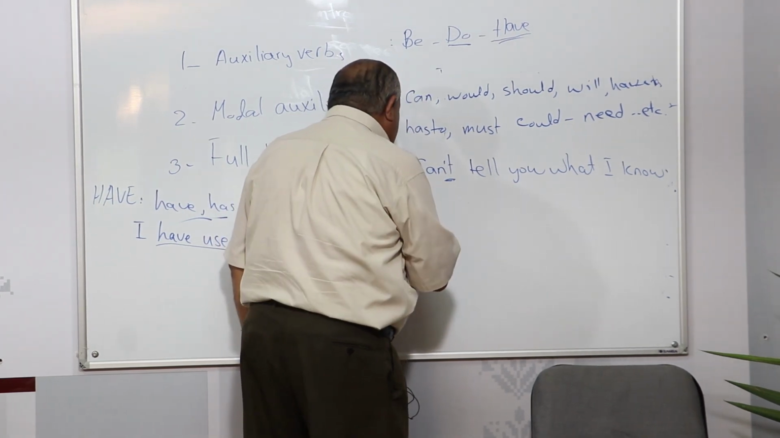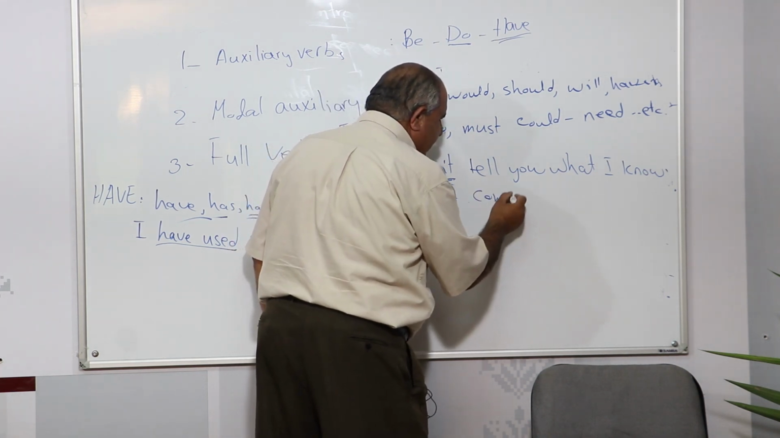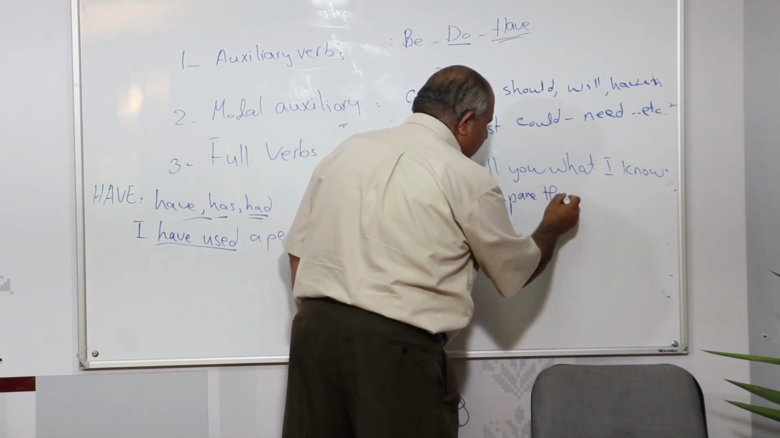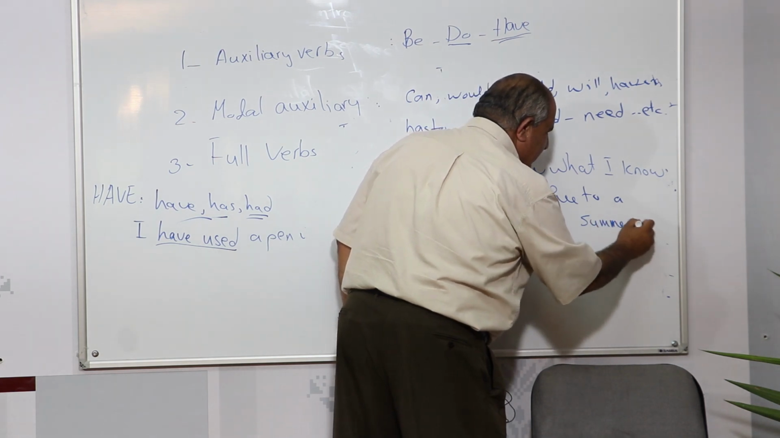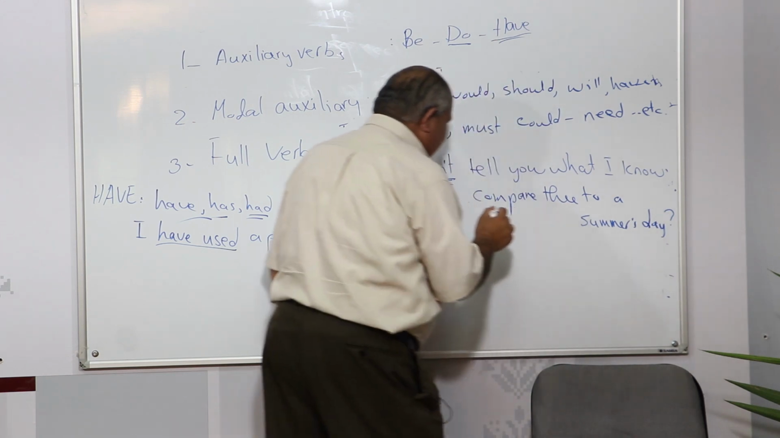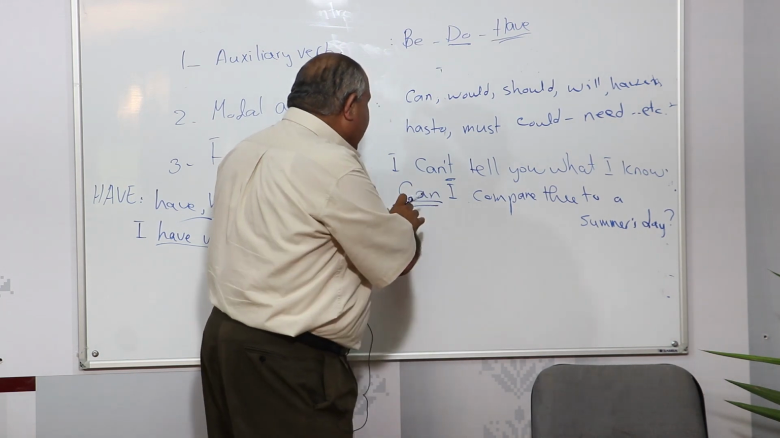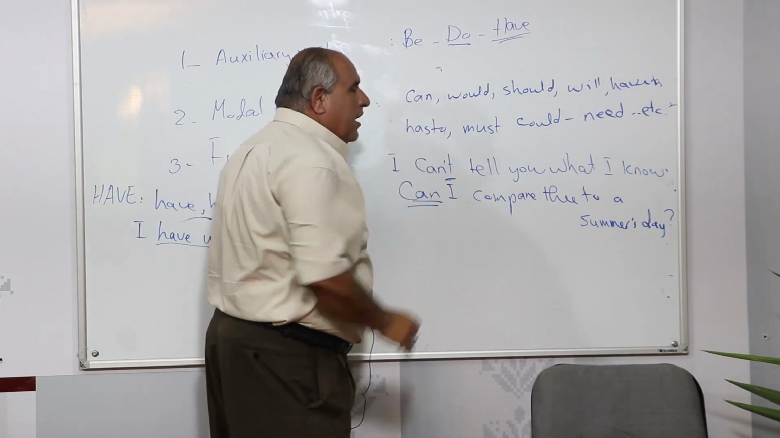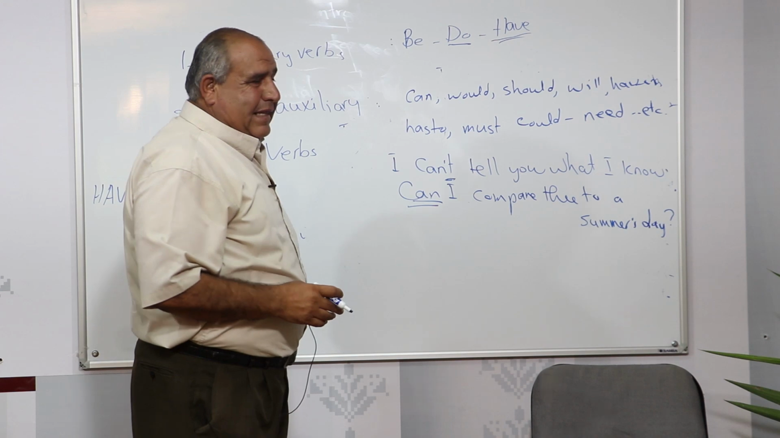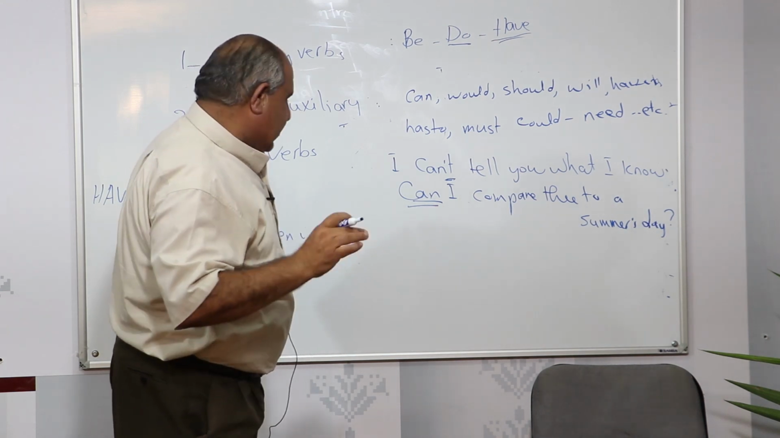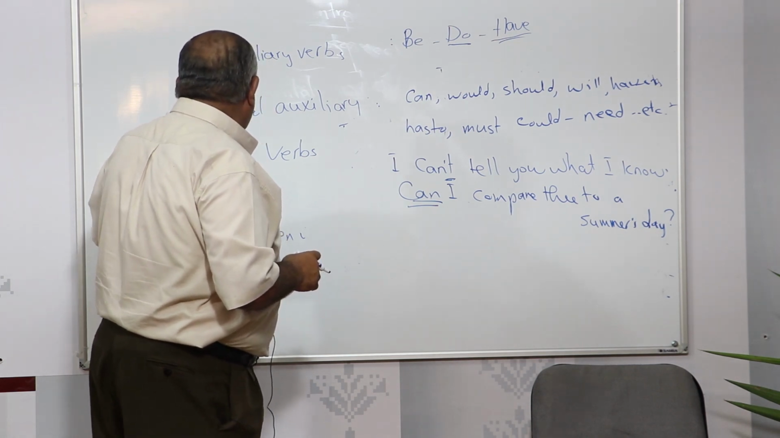We can use it in a question. We say, "Can I compare thee to a summer's day?" Now, we use it in order to make a question. Like in all cases, it has a meaning which is different from auxiliary verbs, regarding their special meanings of ability, probability, necessity, prohibition, and so on. Now, the third group, or class of verbs, is full verbs.